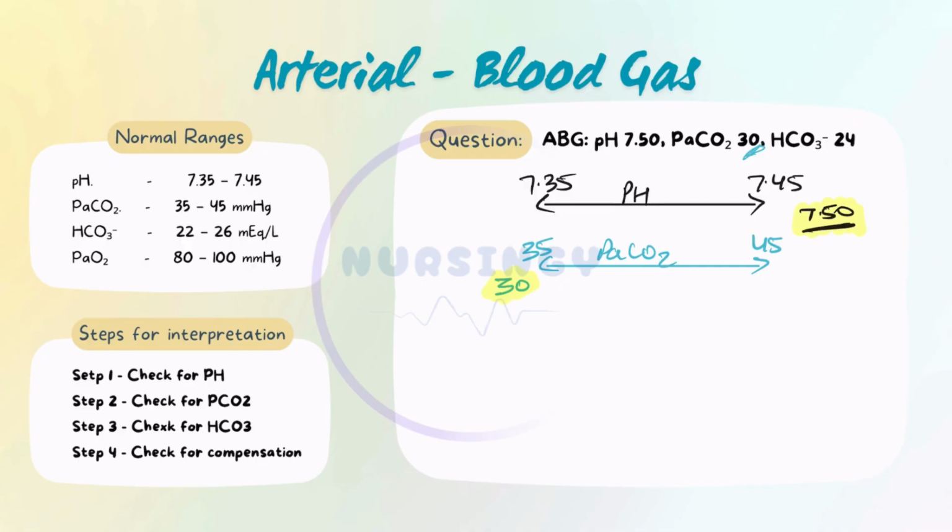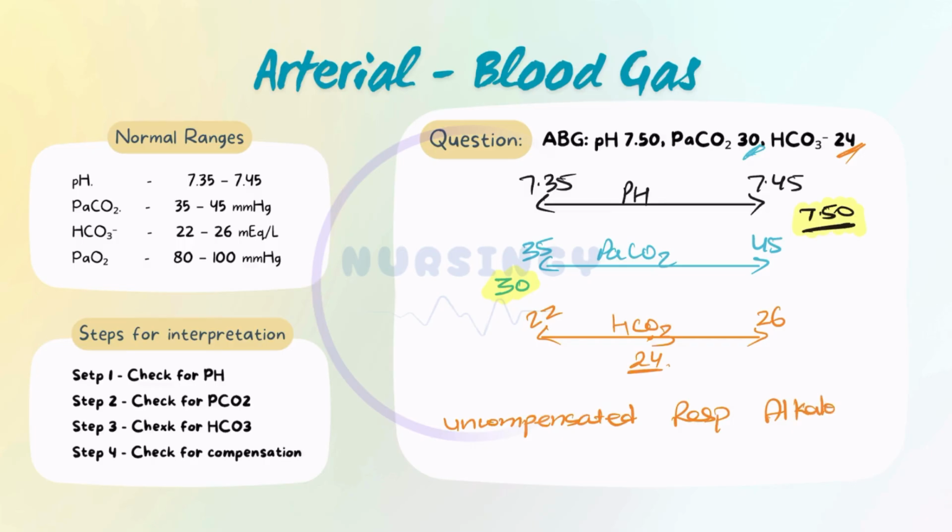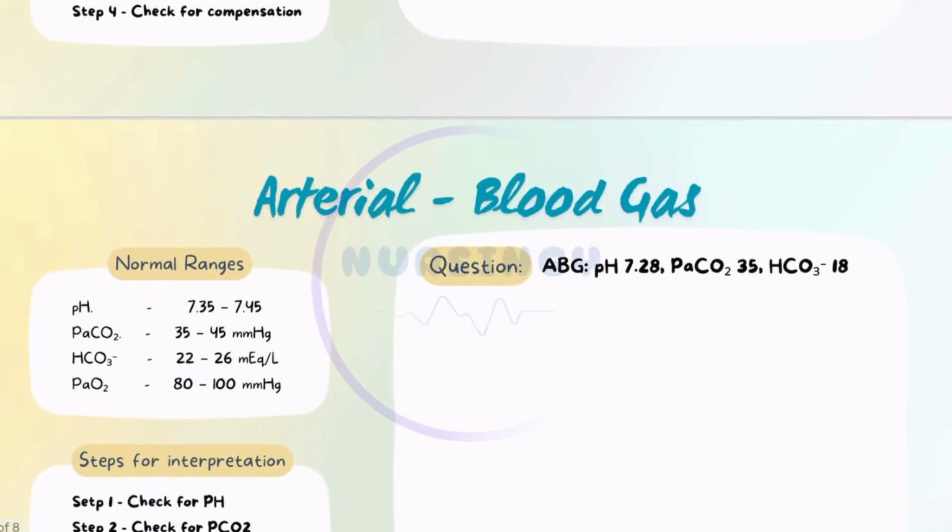But we still need to find whether it's compensated or not compensated. So we will put another line for HCO₃. HCO₃ normal is 22 to 26, and the patient is coming with 24 again. So that is falling in the middle. So again, like the last example, it is uncompensated respiratory alkalosis. Okay, so that's an easy one. Let's move to the next one.